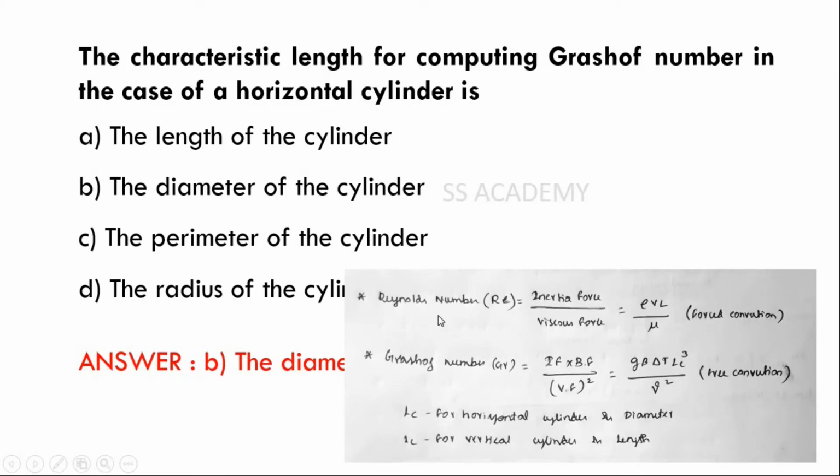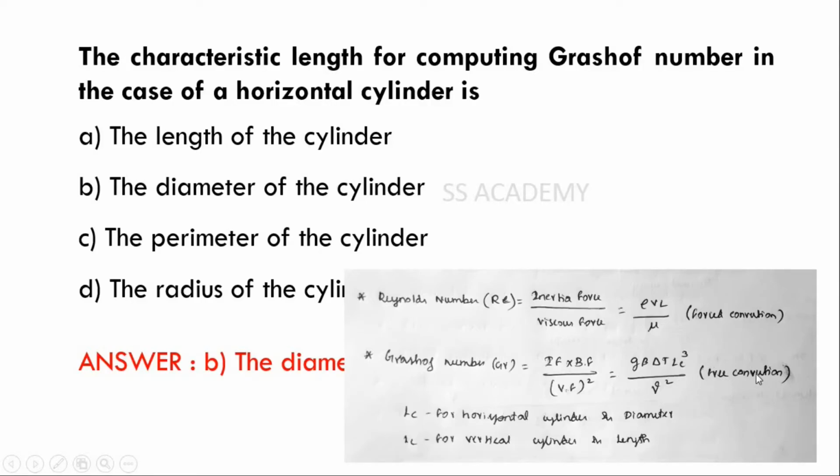First we will discuss the Reynolds number and the Grashof number, and then we will discuss the answer for this question. Reynolds number is a ratio of inertia force to the viscous force. You can write rho V L divided by mu. It is used in forced convection heat transfer, right? And the Grashof number you can write as inertia force into buoyancy force divided by viscous force whole square. So the formula is g beta delta T Lc cube divided by nu square.